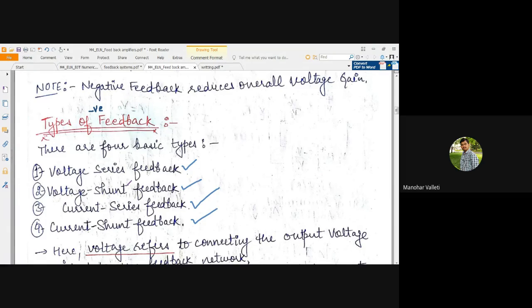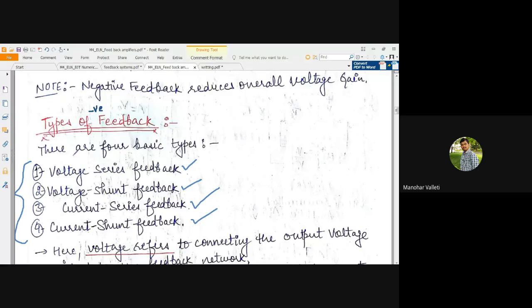If you generally take a feedback system, that feedback system will have positive feedback and negative feedback. That is different. Regarding types of feedback in this module, if it is asked in the exam, you need to write these four. Don't write about positive feedback and negative feedback.